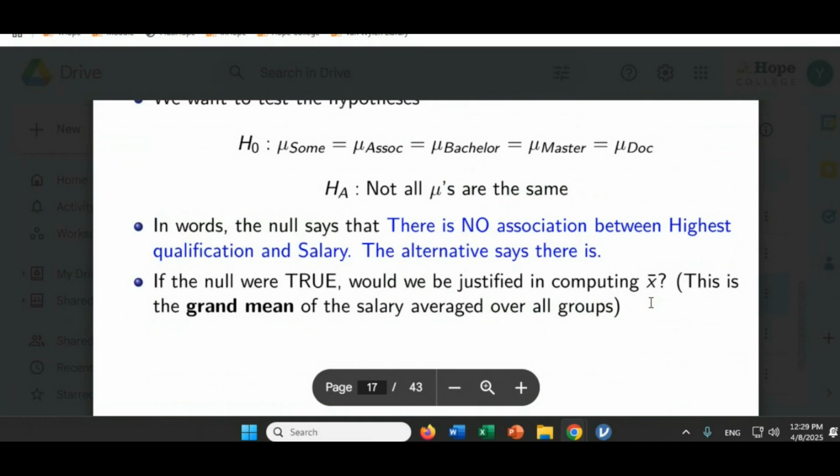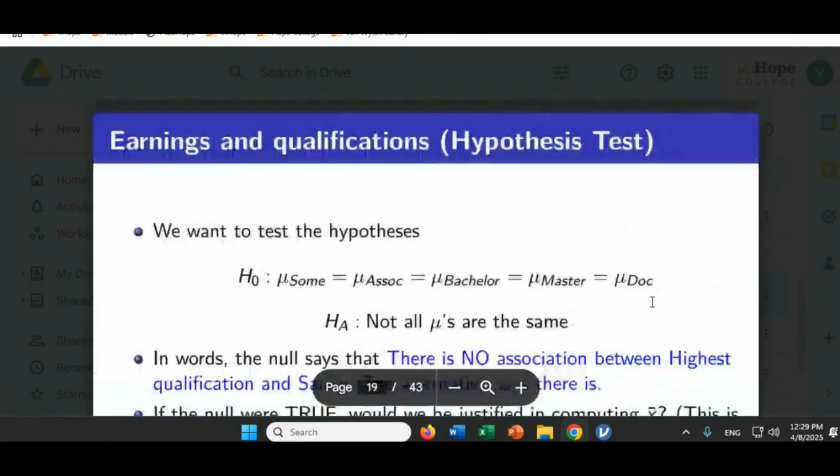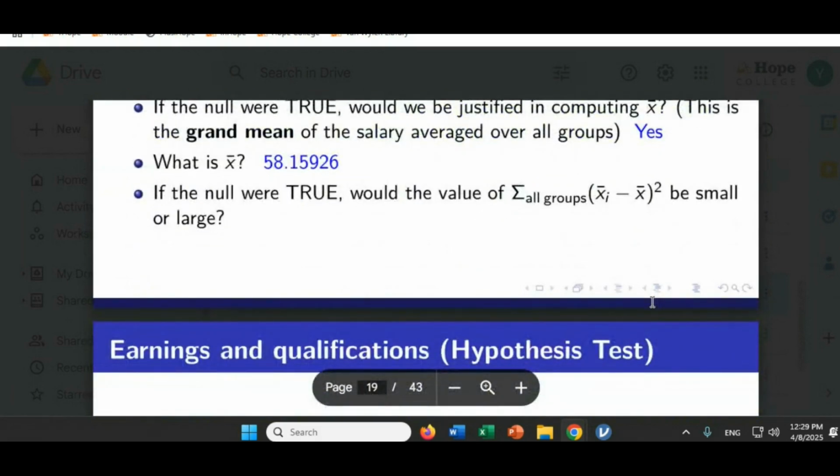So you got the answer right. If the null were true, you are justified in computing x bar. And so what is x bar? Of course, you got that answer right as well. So let me ask you another question. If the null is true, is this sum, you know what a sigma sign means, it's a sum. Is this sum over all groups going to be small or big if the null is true? What does the null say? The null says all the groups are basically the same when it comes to the mean.